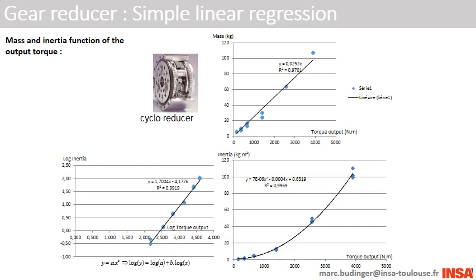Here are a few examples of simple linear regression. One input on mass and inertia for a set of reducers, Sumitomo. For inertia, two types of models have been used, an order 2 polynomial and a power.